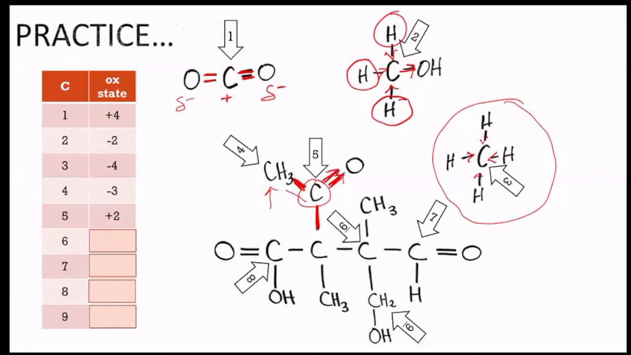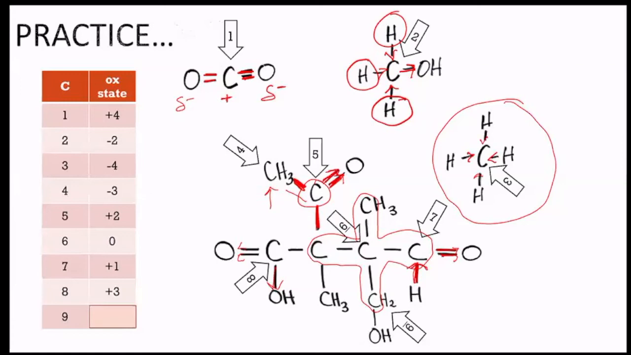Number 6 is attached to all carbons, easy peasy. That is going to be a 0 oxidation state. Number 7, oxygen's pulling twice. These are really good quiz questions to ask you. So it gets a +1 oxidation state. Number 8 has a lot of oxygens pulling towards it. So it's got a +3 oxidation state.